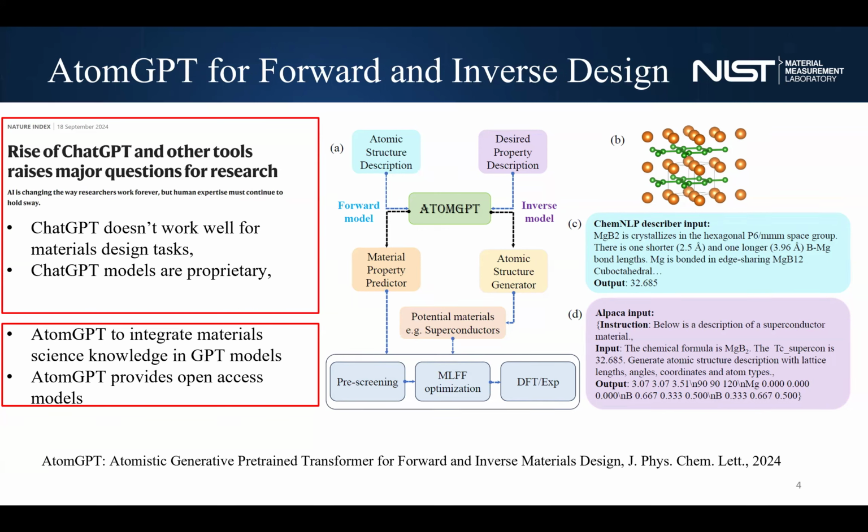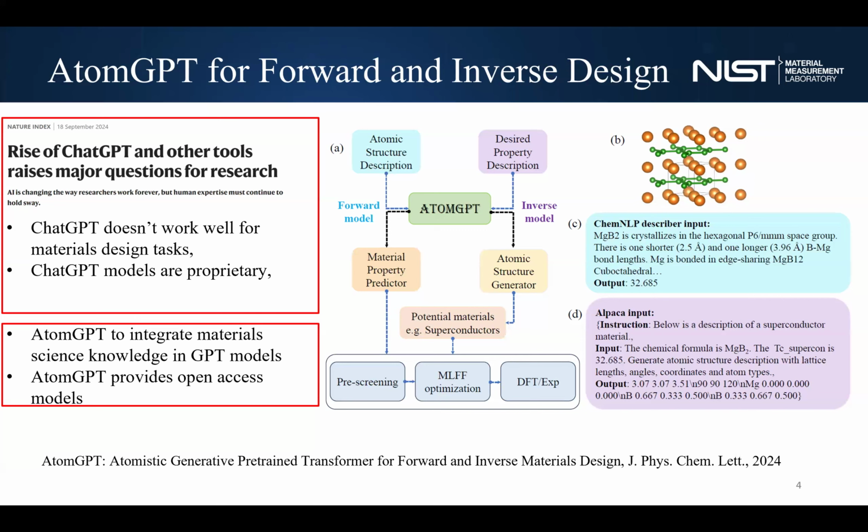Also, the models of ChatGPT are proprietary and they're closed and not accessible to the public. And if you have one prompt today and get a response, it might not be reproducible tomorrow. This is a problem for scientific research, because scientific research should be reproducible.